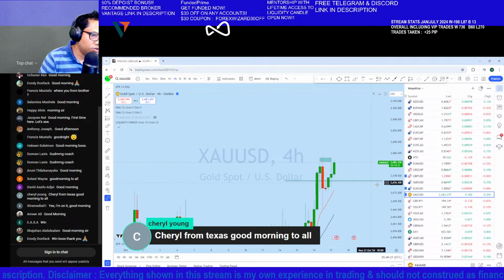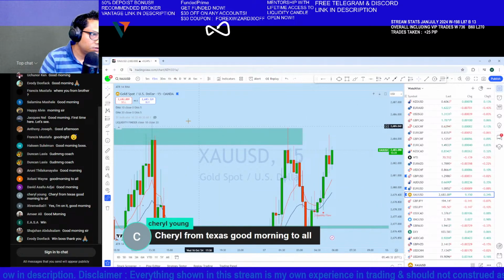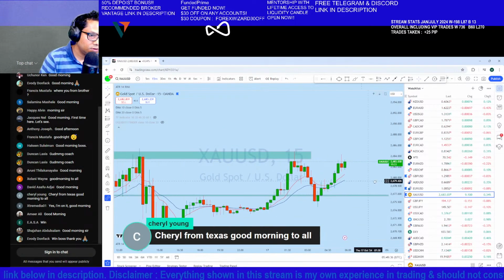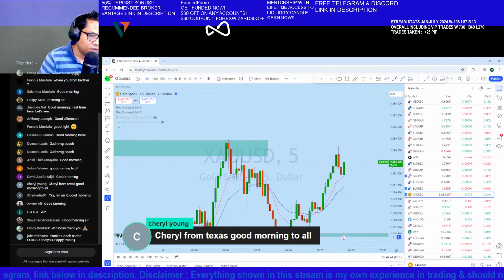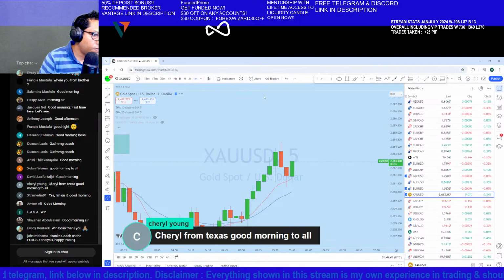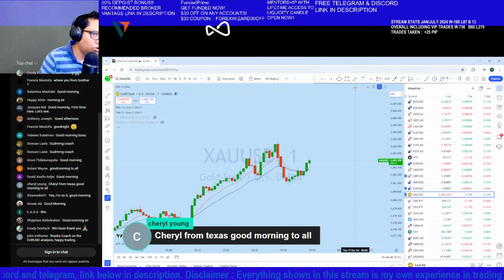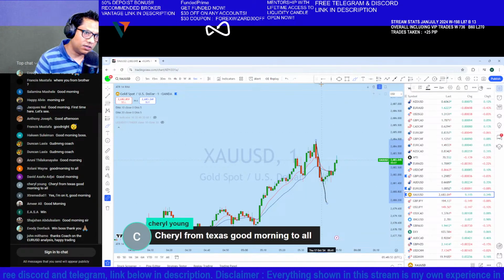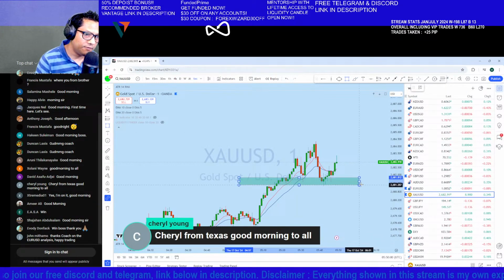So after the 4-hour doji, we see the market managed to bounce. Therefore, we can see that this is the 1 minute chart. This break from the 1 minute was another liquidity grab. That's because the market breaks in that way.